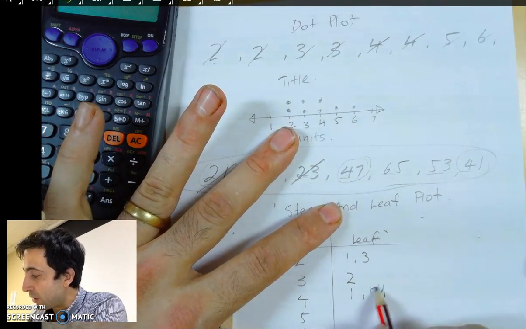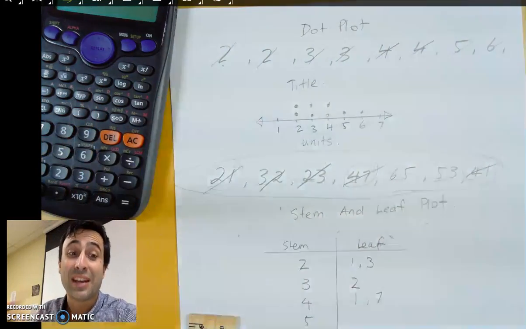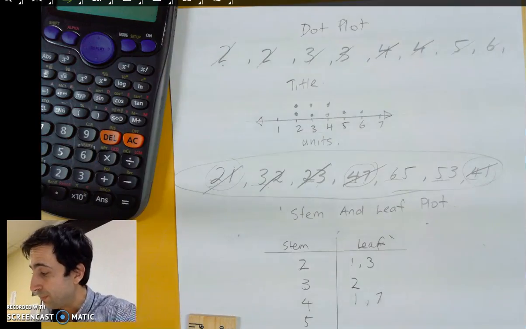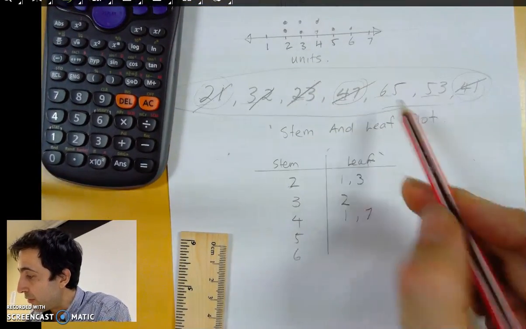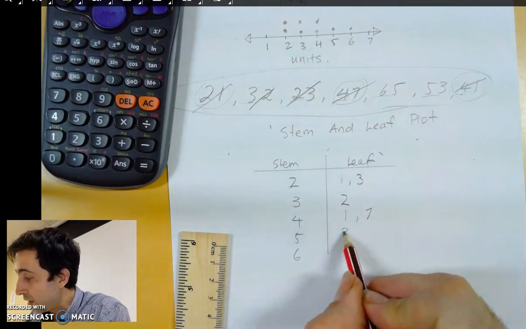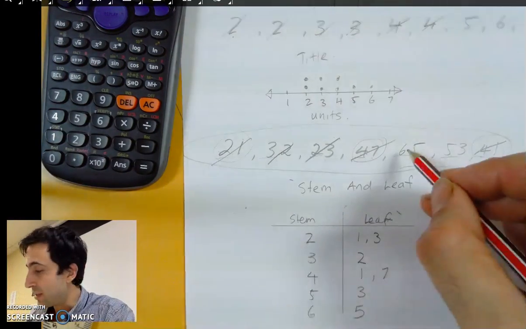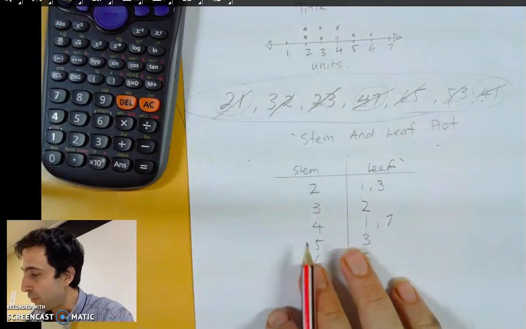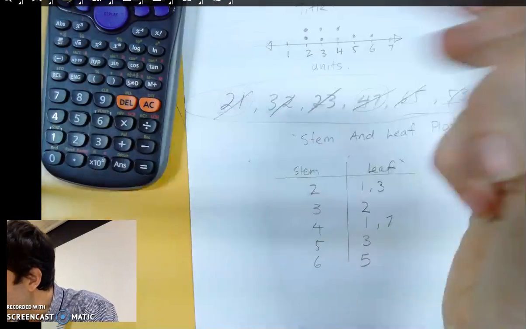So what happens a lot of the time with stem and leaf plots is that people do one and then they do another one which is ordered. So we've sorted these two out. Now we've got 53 and 65. Now, as I said before, it doesn't have to be just the tens column. It can be any column.